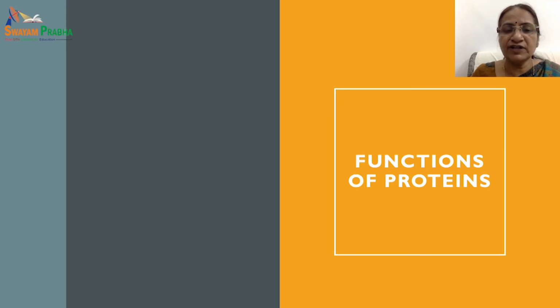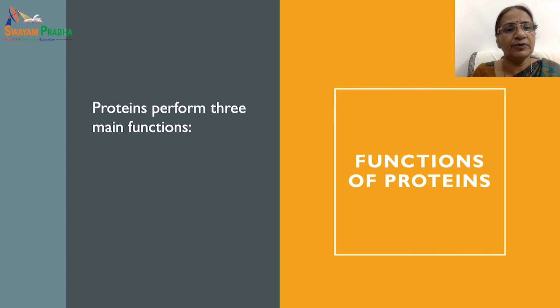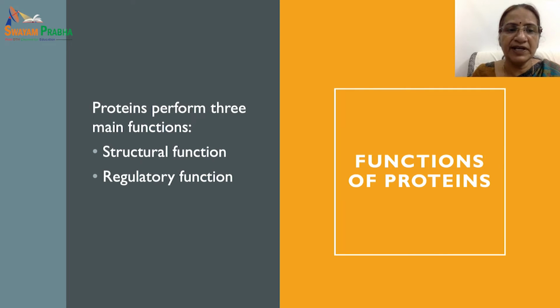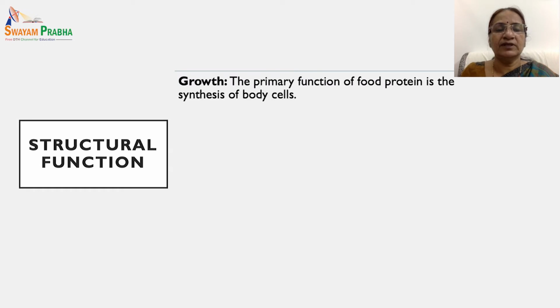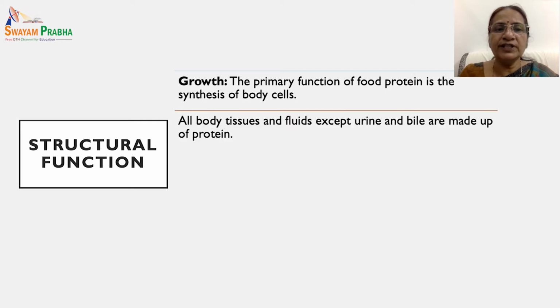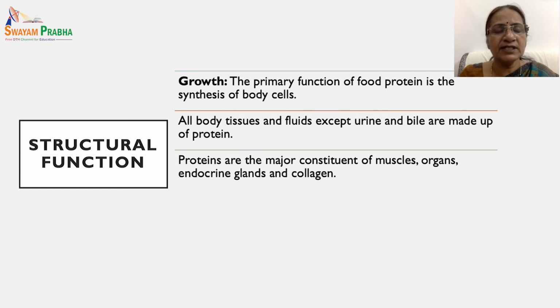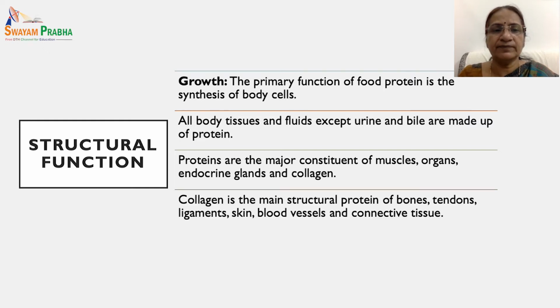Now let us study the functions of proteins. Proteins perform 3 main functions: structural function, regulatory function, and energy. Now, structural function. Growth. The primary function of food protein is the synthesis of body cells. All body tissues and fluids except urine and bile are made up of protein. Proteins are the major constituent of muscles, organs, endocrine glands, and collagen.